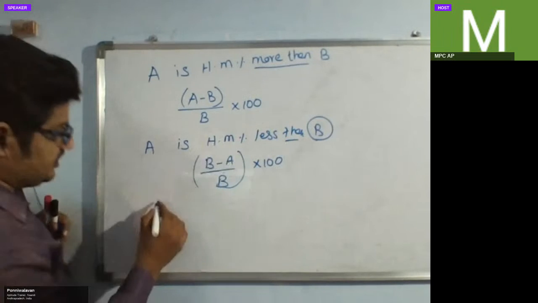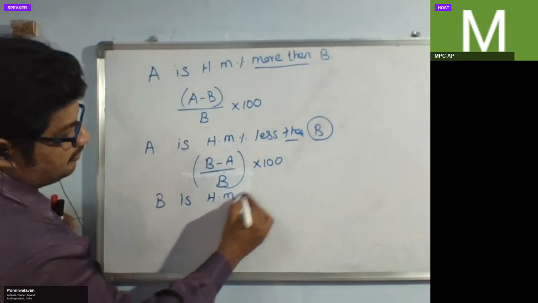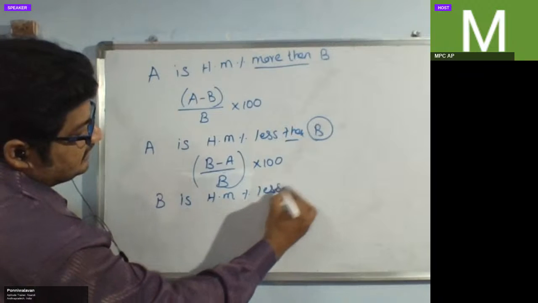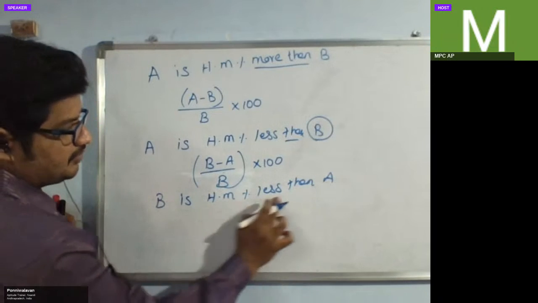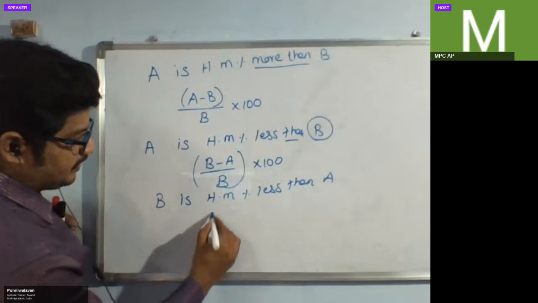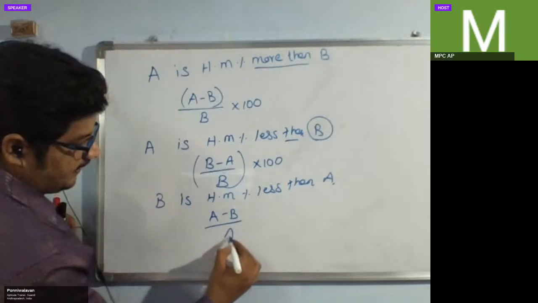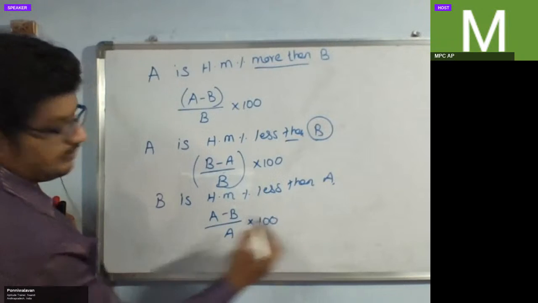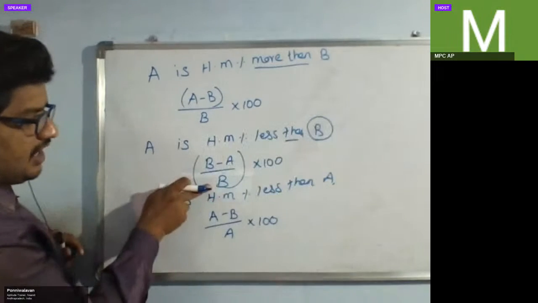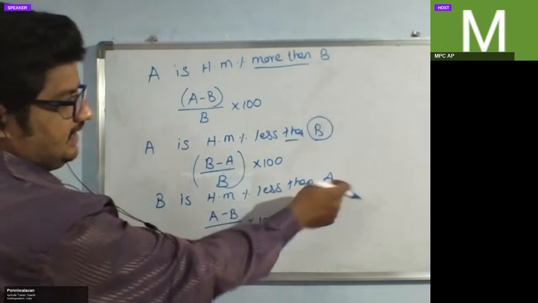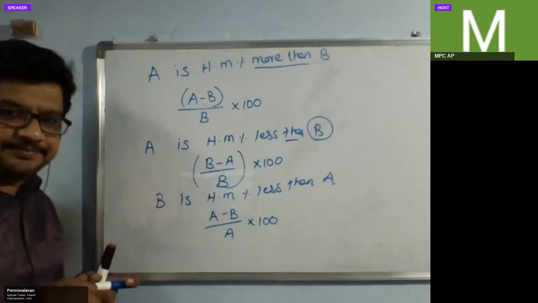Suppose the question is, B is how many percentage less than A? Compare these two. It is A minus B divided by A. Here, if it is less than B, the denominator is B. Less than A, so the denominator is A. Clear?